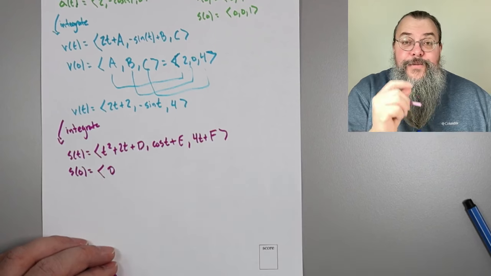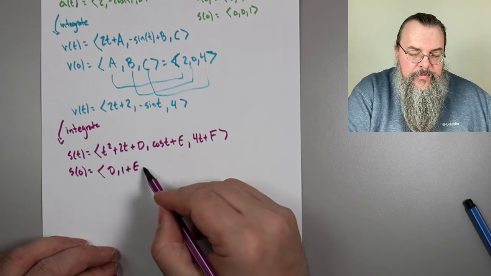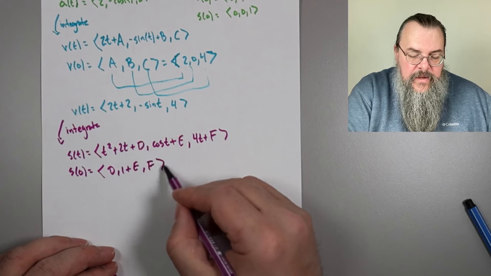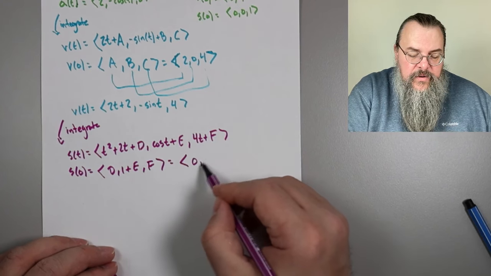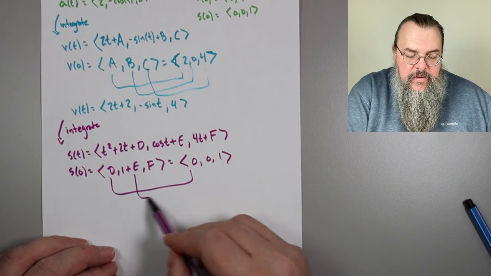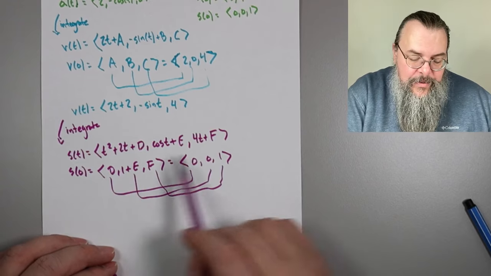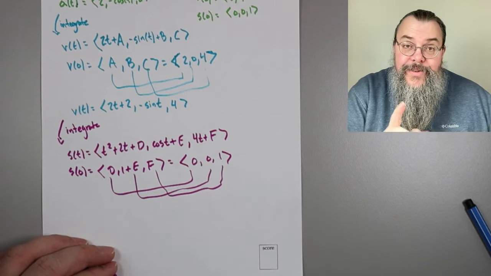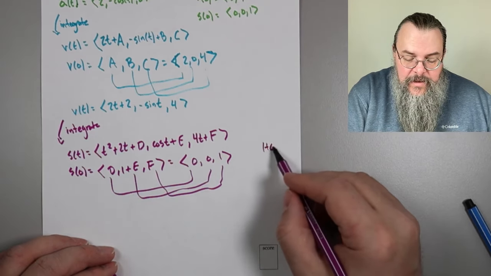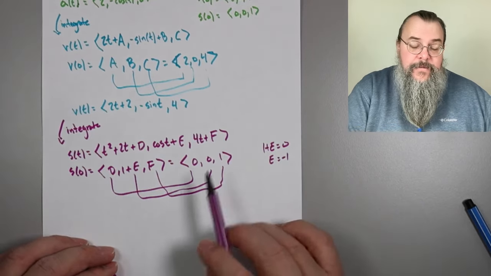Cosine of 0 is 1. So 1 plus e, and then 0 plus f. And that should be 0, 0, 1. Okay, so we set things equal. And what did we get? Well, we see d equals 0. e is minus 1, right? Because 1 plus e equals 0. So e is minus 1. And f is positive 1.